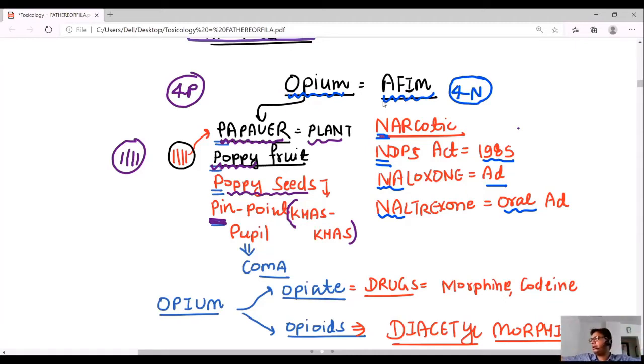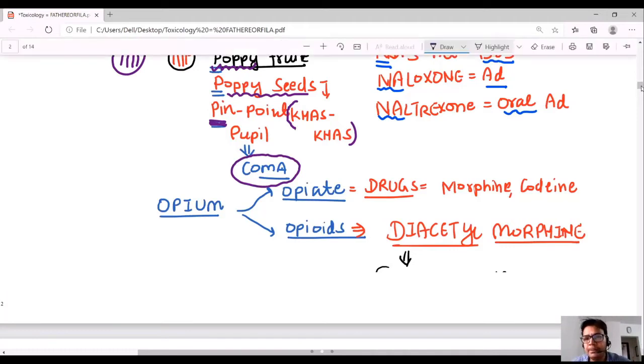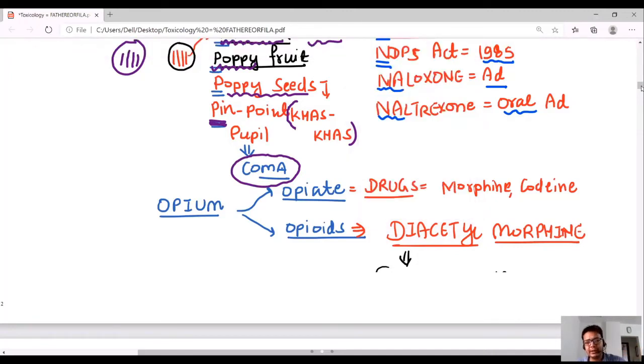Papaver is the name of the plant. Poppy fruit is the name of the fruit. We make a vertical incision, we take poppy seed or khaskhas, and pinpoint pupil is seen in opium poisoning. Doctor, pinpoint pupil is seen in coma cases.